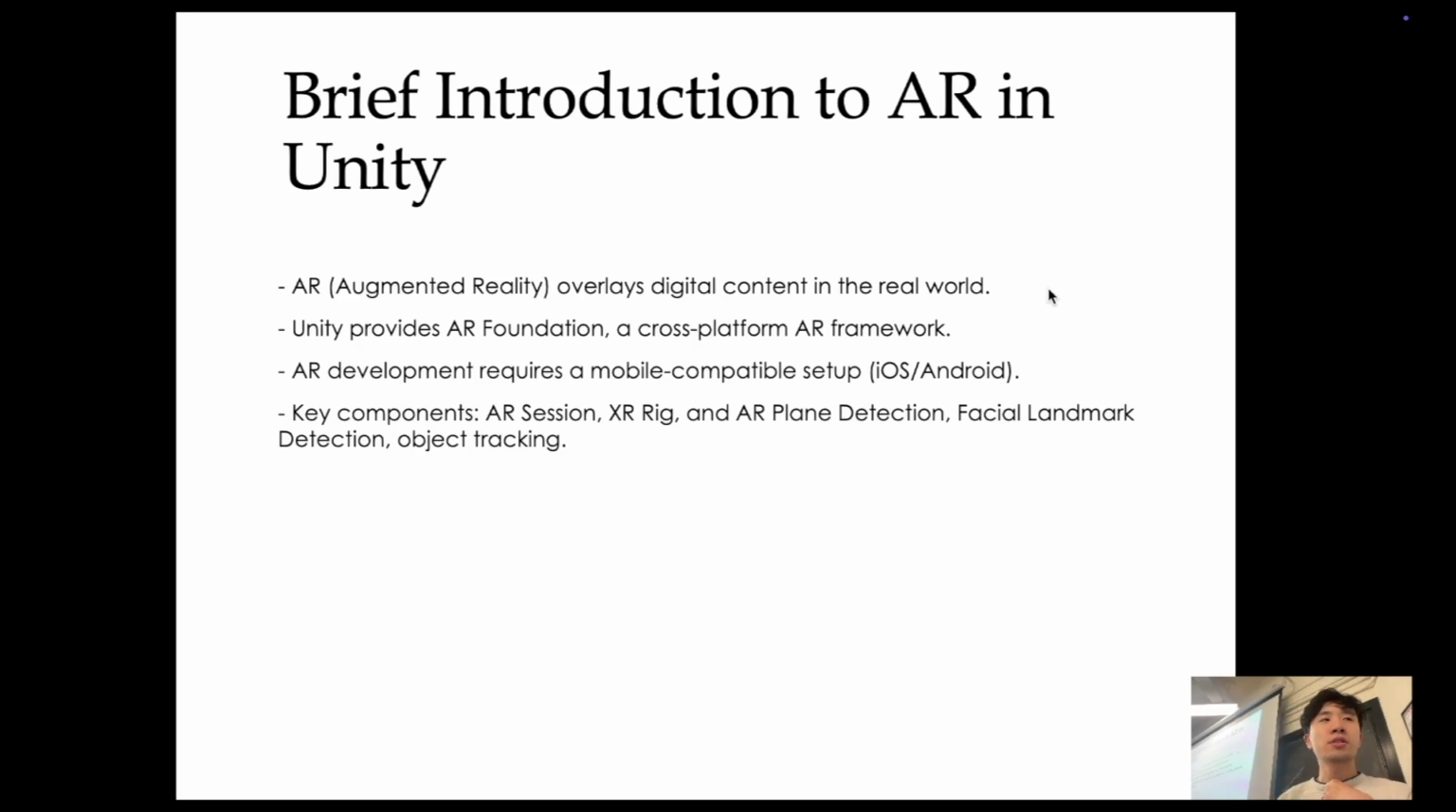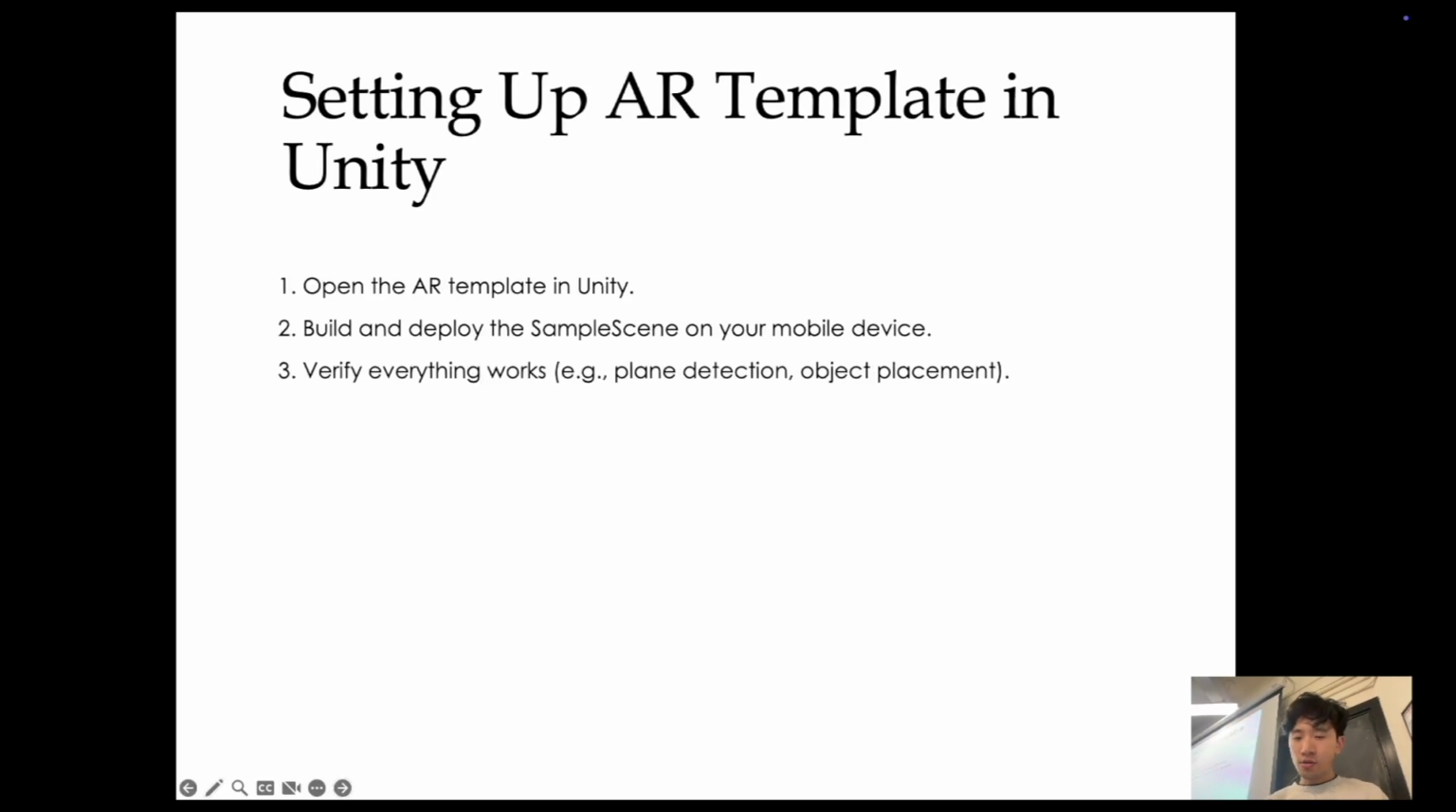And some key components of an AR app, I know this doesn't really make sense right now, but just bear with me. So there are the AR session, the XR rig, which is a camera, and plane detection, which will be pretty crucial, detecting planes on the wall, on the floor, where you can put digital contents. There are facial landmark detection and some object tracking, which we probably won't use in our assignment. Okay, so let's jump right into action. How do we set up the AR app and get ready to use AR samples in Unity?